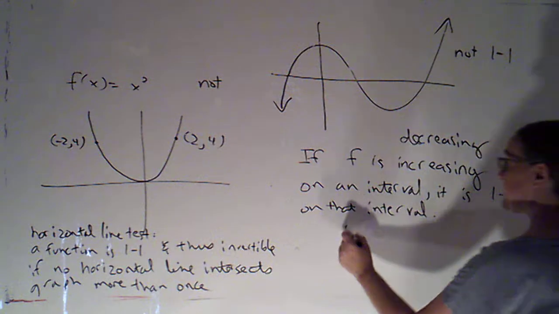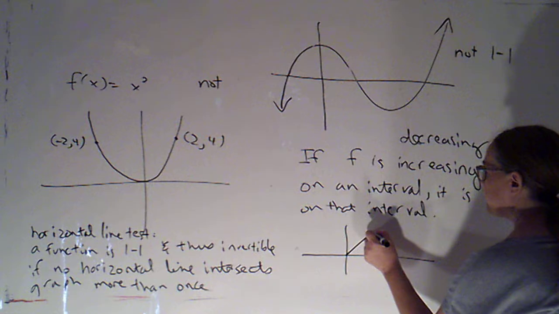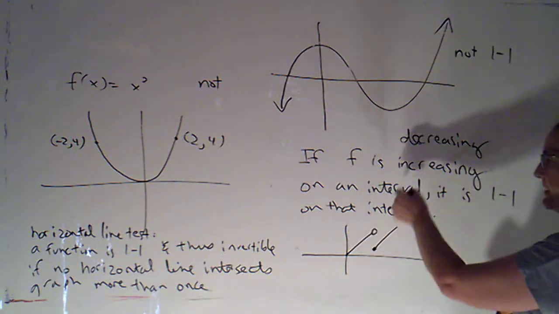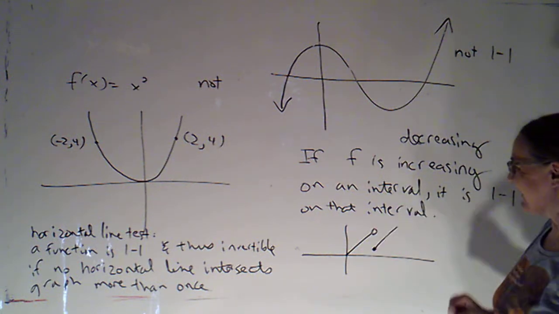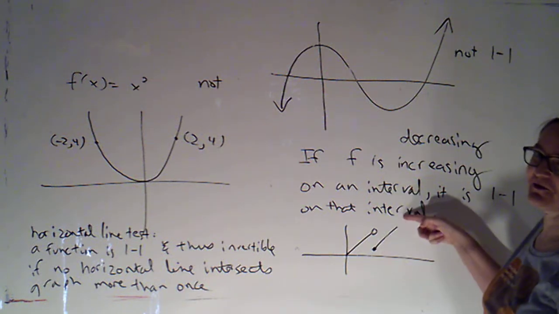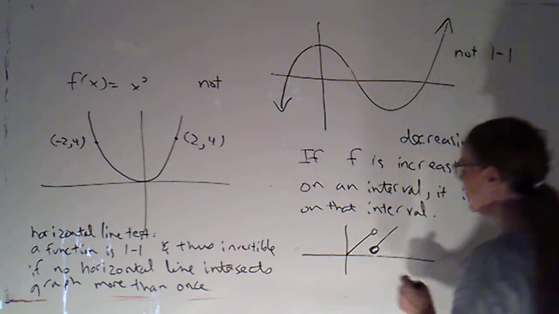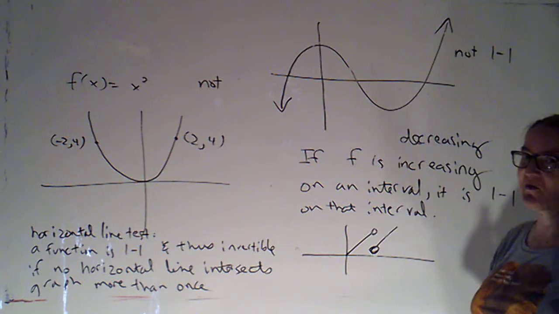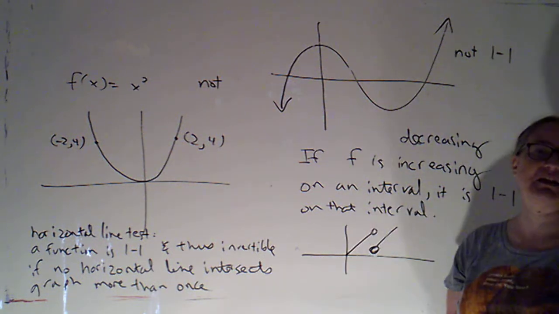Now, it is important that I specified on an interval there, because here, there's a function that's increasing, and now it's increasing again, but it's not 1 to 1 because it jumped down to repeat those y values. Okay. So actually, let's put an open circle there. So this function would always be increasing on its domain, but it's not 1 to 1 because this domain wasn't an interval. It jumped so that we were able to repeat some y values.